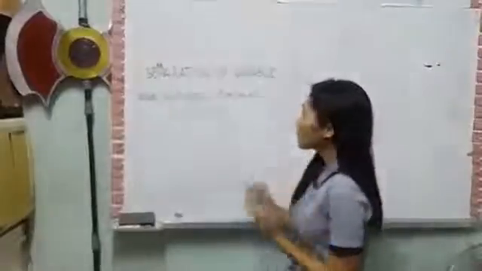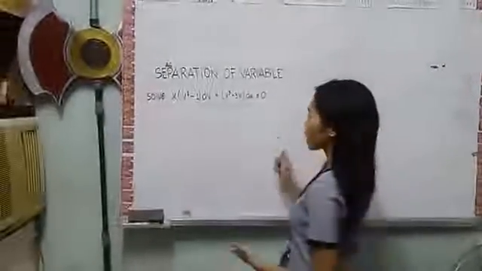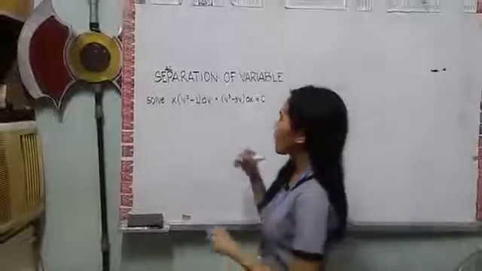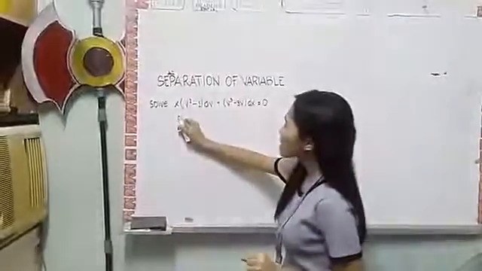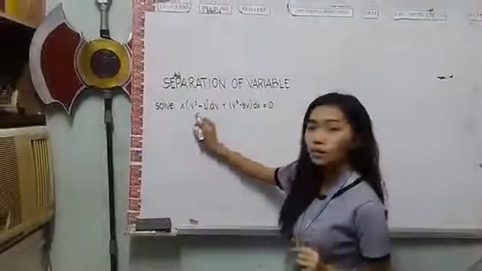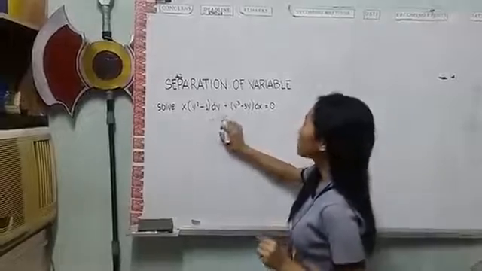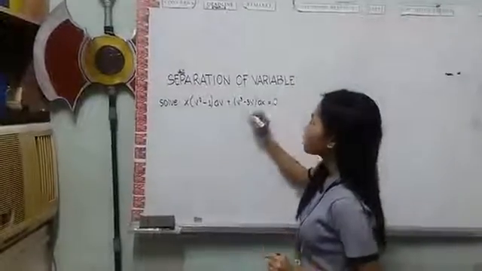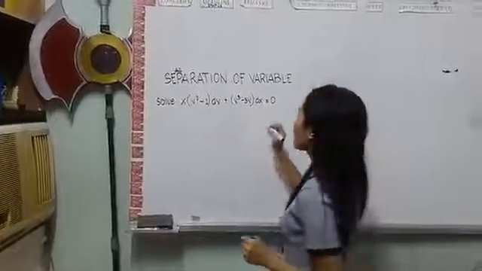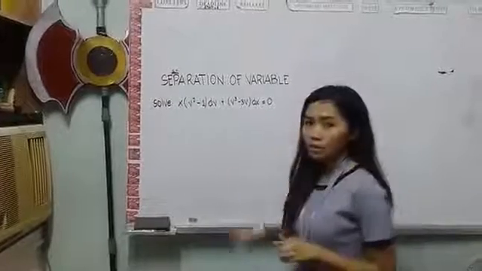Hello everyone. Today we are going to discuss the separation of variables. Today we have the equation x times the quantity v squared minus 1 dv plus the quantity v cubed minus 3v times dx equals 0.